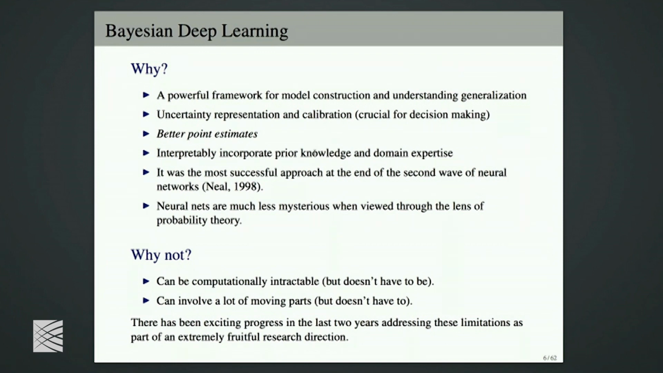We can interpretably incorporate prior knowledge and domain expertise. It's been successful before. And a lot of things about neural nets that seem mysterious, like more parameters than data points and so on, actually start to become quite understandable when we view them from a probabilistic perspective. Why not? It has been computationally intractable in the past. It can be quite complicated, so sometimes you might be doing a lot of extra stuff on top of regular SGD training, but I would say that this is also changing. A lot of the approaches that we'll discuss in this talk are actually quite simple and will get you both better point predictions and better calibration and, in regression, predictive distributions.